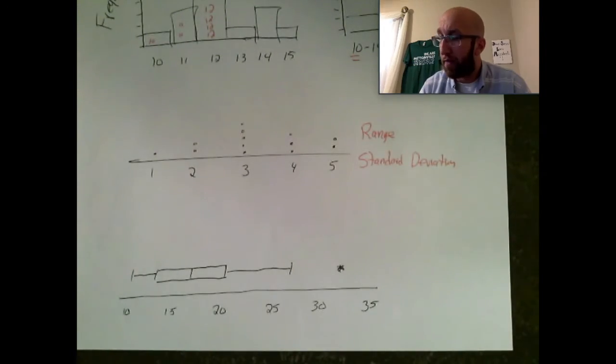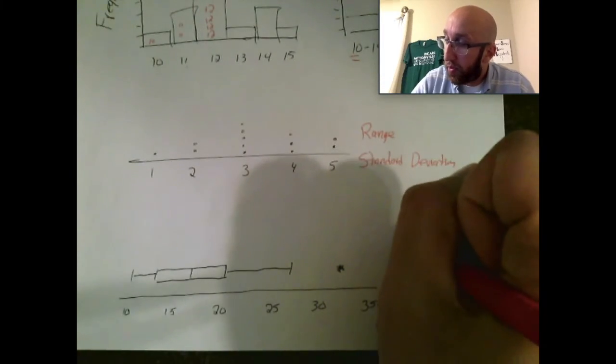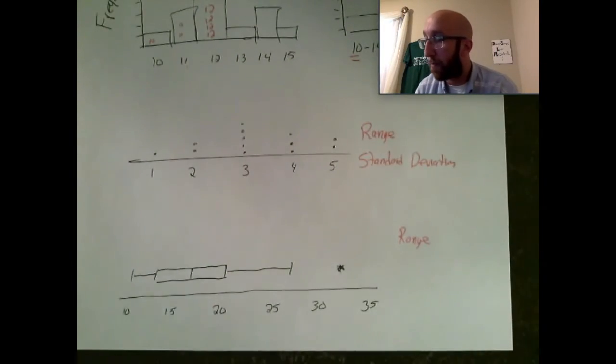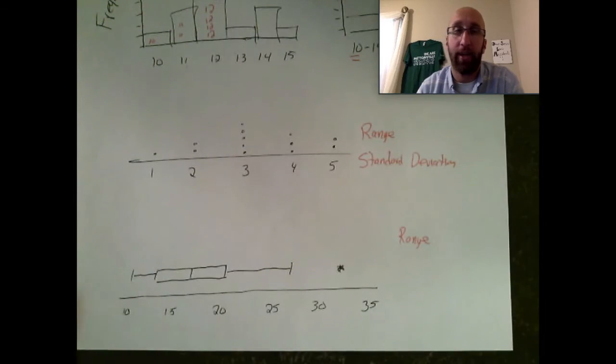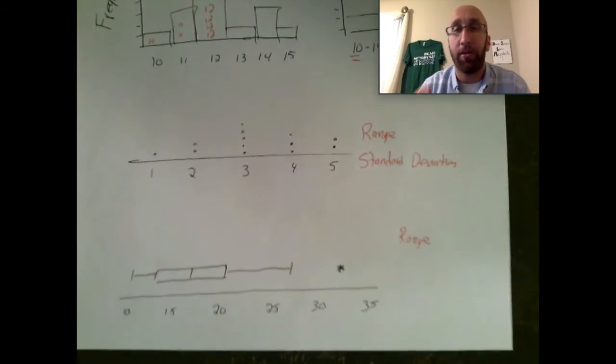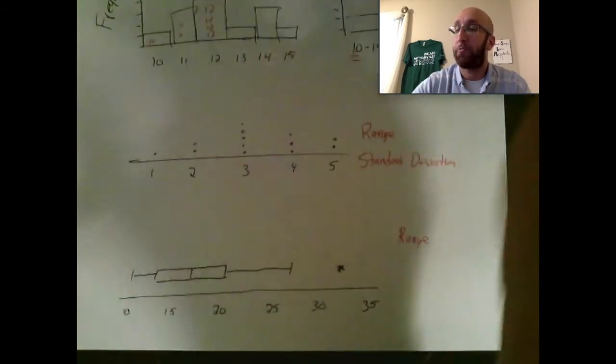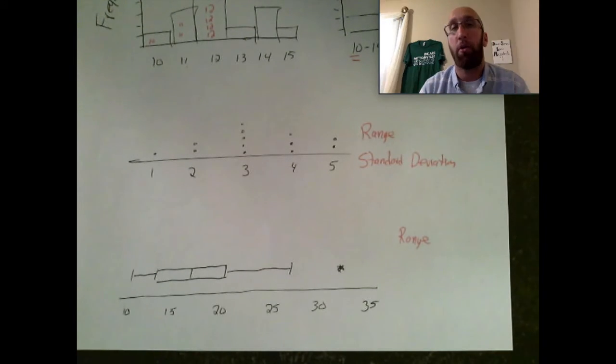And then finally, we have a box and whisker plot. A box and whisker plot is going to add a little bit of a new feature here. We could still do range. You will still be able to figure out your highest data point, 30-something, and your lowest data point, 10, and subtract those. You could still totally do that. So range is one thing that's common throughout all of these. You could always take high minus low no matter what.